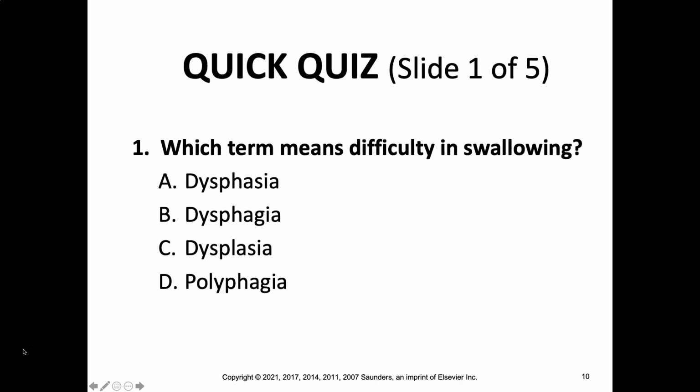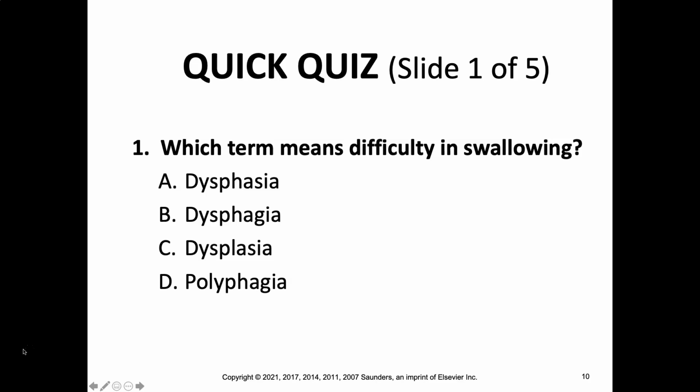So if we're thinking about difficulty swallowing, now this is a really good one because P-H-A-S-I-A, aphasia, is speech. Phagia with a G is swallowing. So you have to be really careful. The difference between that S and that G can mean big things. One is speech, the other one is swallowing. So make sure you're aware of that.